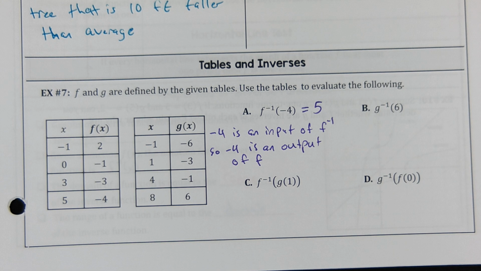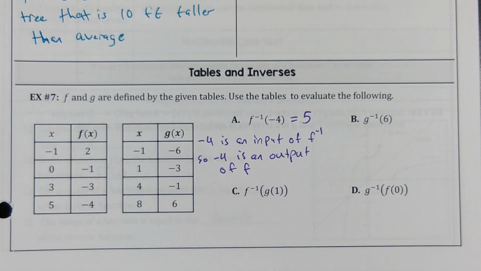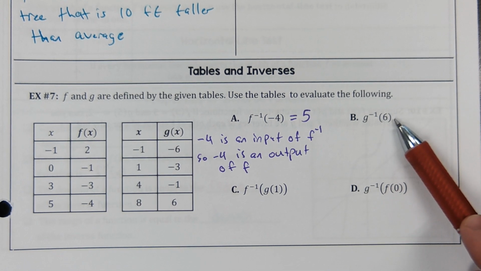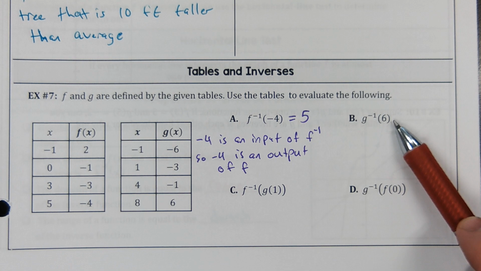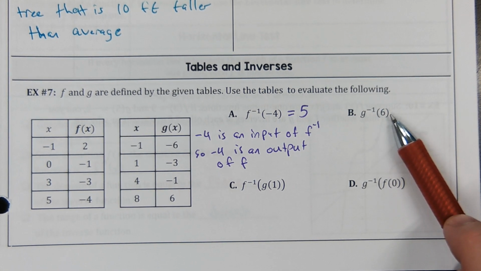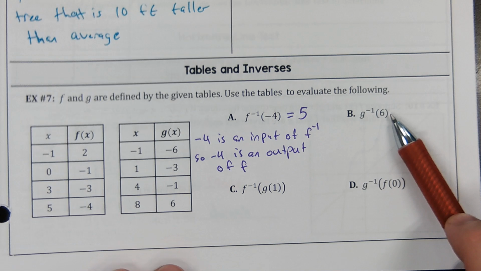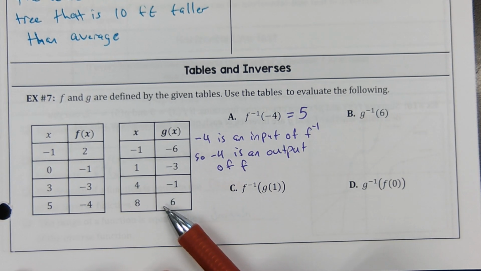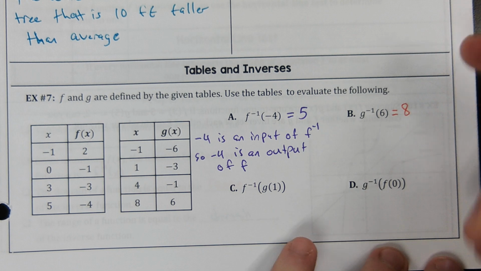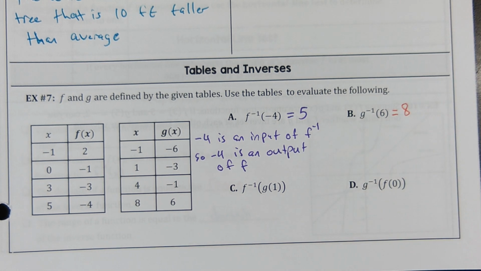Was that okay or no? Yeah. Okay. And the same logic can be used when you're talking G and G inverse. If 6 is an input of G inverse, then 6 is an output of G. So you go to G, you find output 6, and you look at the number associated with it. Input and output have switched places.